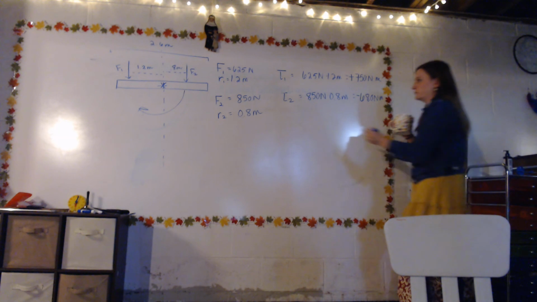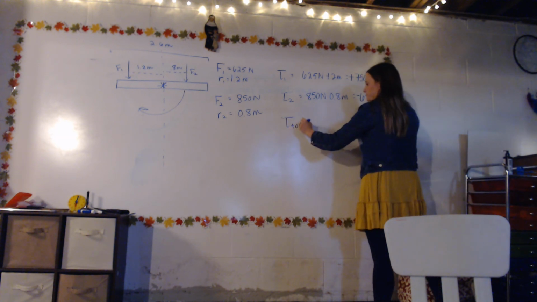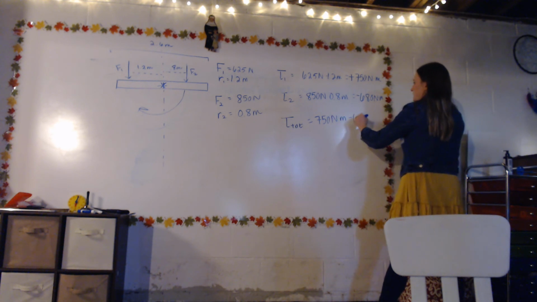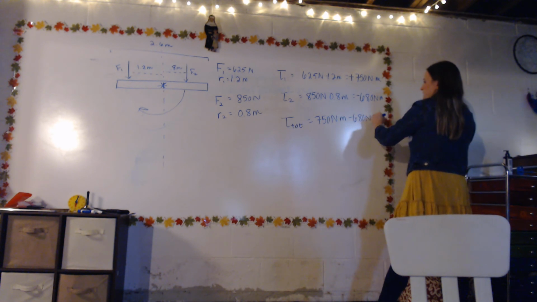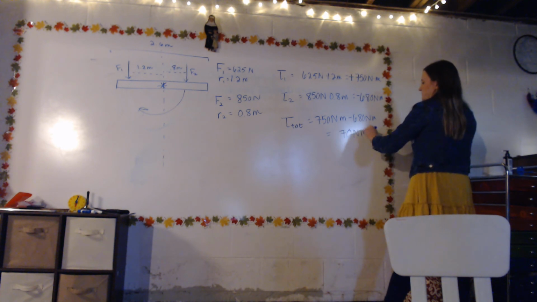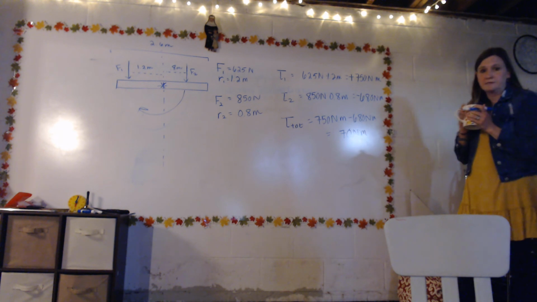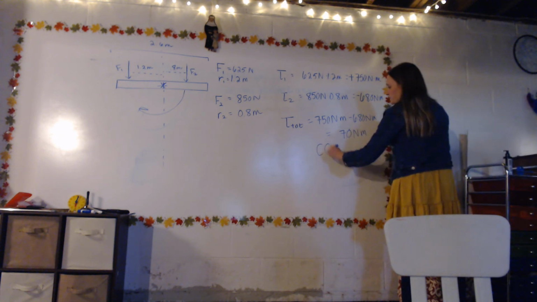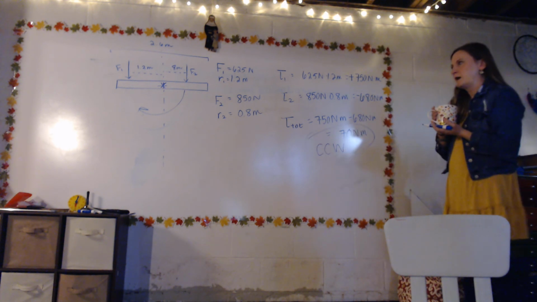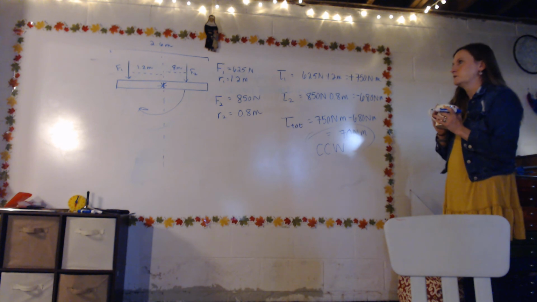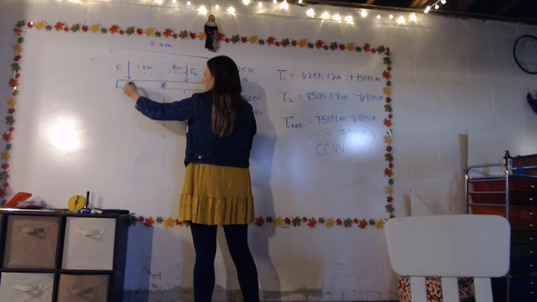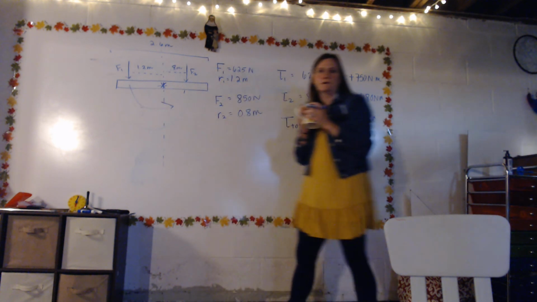So to find the total torque, we simply add the two. It is positive 750, negative 680, which gives us a total of positive 70 newton meters. Because the torque is positive, this tells us that the door is going to spin in the counterclockwise direction. So the net torque is positive 70. The door is going to spin in the counterclockwise direction, which means this guy over here on the left wins, if we're going to get it to go counterclockwise.